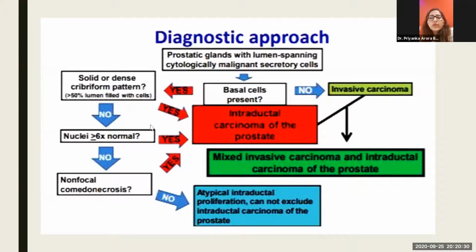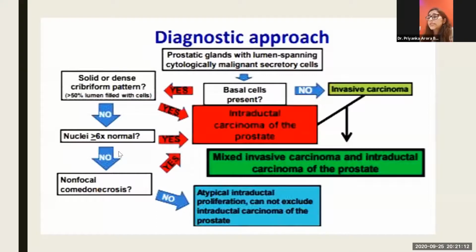If no, you look at the nuclei. Are the nuclei more than 6 times the size of the normal nuclei? Yes, then it is intraductal carcinoma. No? Is there any non-focal comedonecrosis, proper comedonecrosis in the majority of the glands? Yes, again it becomes an intraductal carcinoma of the prostate. If it is no, then this is just an atypical intraductal proliferation where you cannot exclude intraductal carcinoma of the prostate. By histopathology, by the size of the gland and the presence of malignant cells, you can say this is an atypical intraductal proliferation, but you cannot exclude an intraductal carcinoma of the prostate.